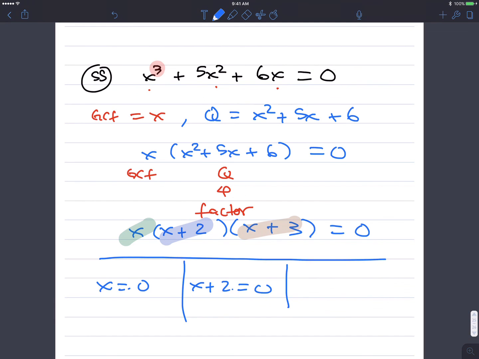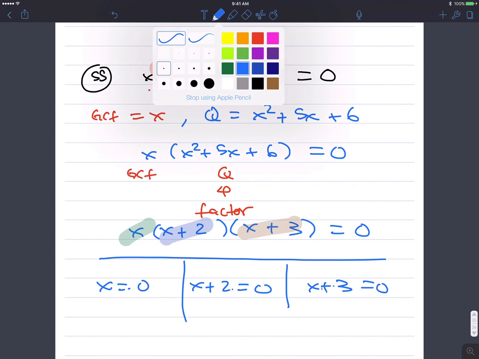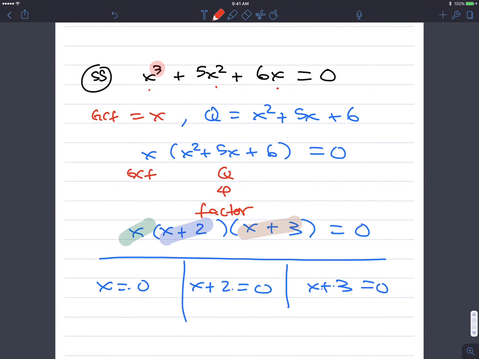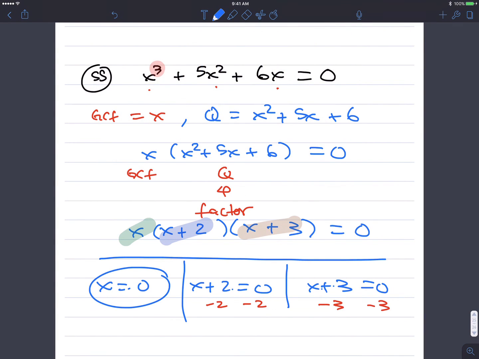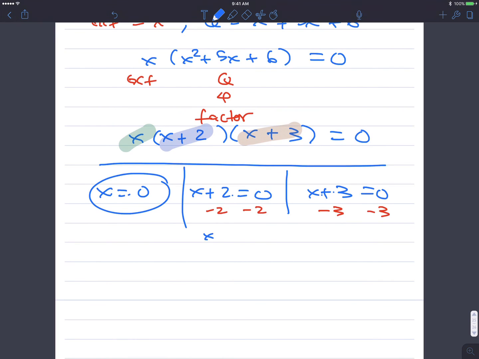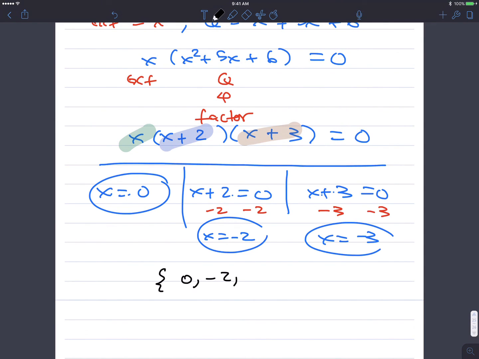x plus 2 equals 0. x plus 3 equals 0. So we solve each one of these for x. Subtract 2, subtract 3. The first one is already solved for x. x is 0 here. Now x will be negative 2 here, and x will be negative 3 here, and here we go. Final answer is 0, negative 2, negative 3.